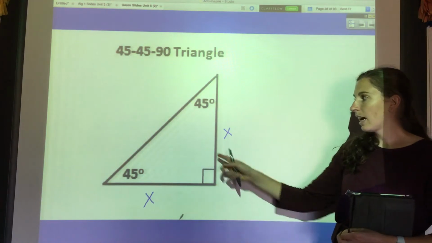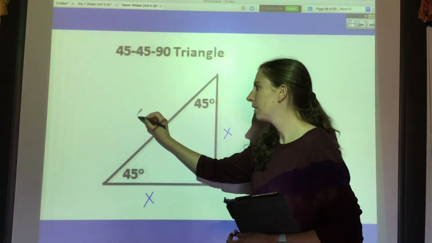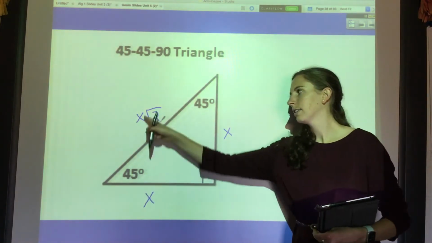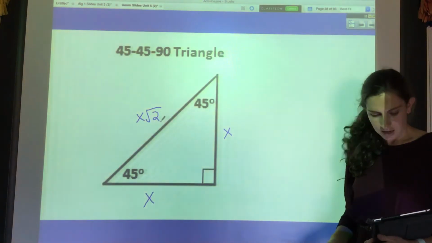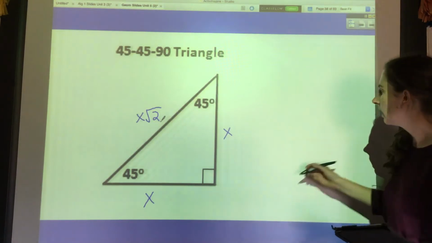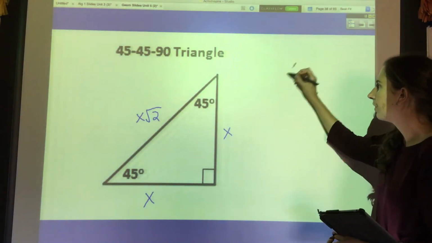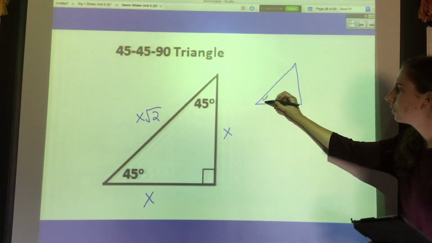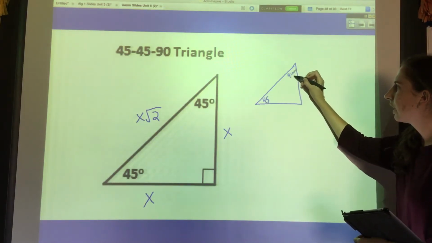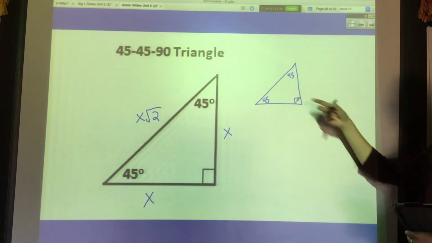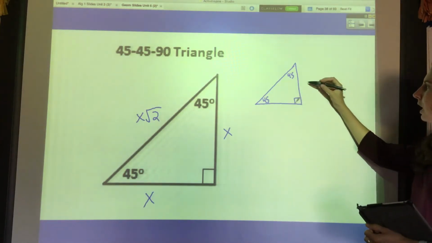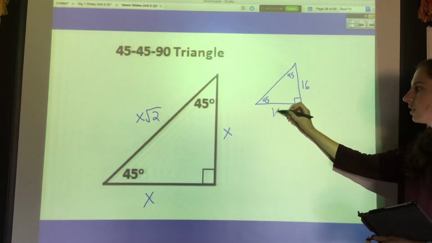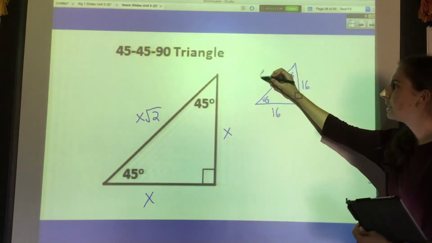And again, the hypotenuse is always the side length times the square root of 2, or in this case, the leg length times the square root of 2. What I mean by that is, let's say I had a 45-45-90 triangle, and I gave you a leg length of 16. Well, then I would know this is also 16, and then this would be 16 root 2.